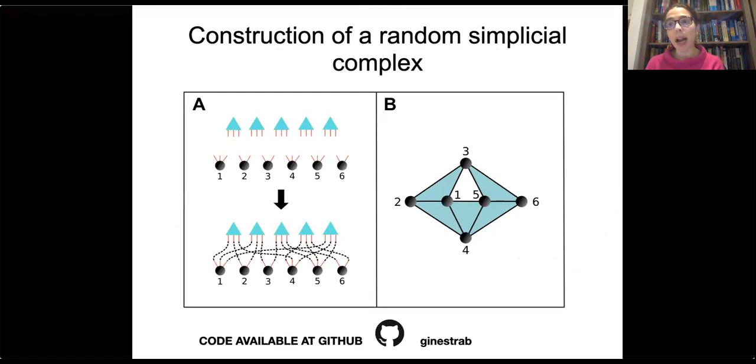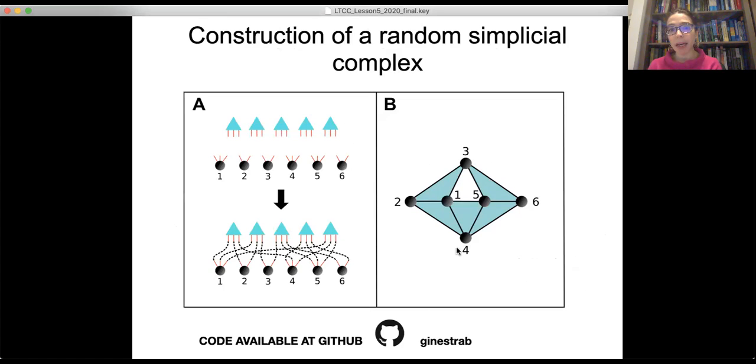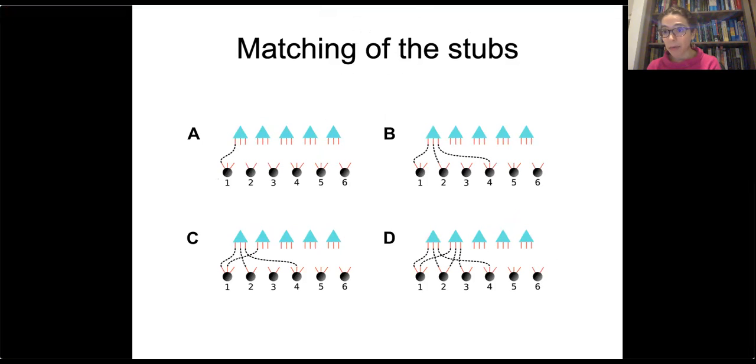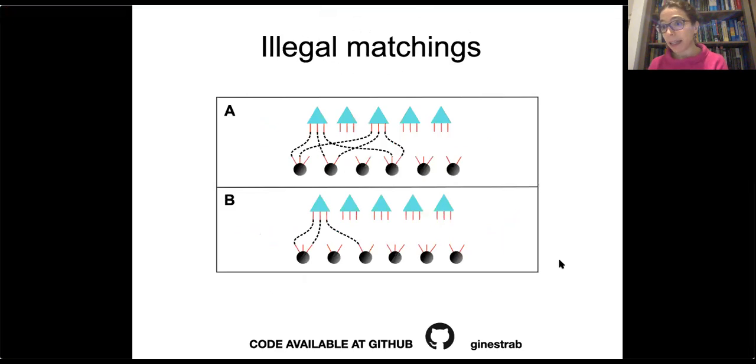So we can really construct an algorithm to generate this configuration model. So we have the nodes with the stubs indicating the generalized degree that we want to achieve. And then we have auxiliary nodes indicating, for instance, here in the case of d equal to 2, the two-dimensional simplex, the triangle. And then we match the stubs of the triangle to the stubs of the nodes. And so we start with the first one, then the second one, third one, until all the stubs are matched. And of course, there are some illegal matchings.